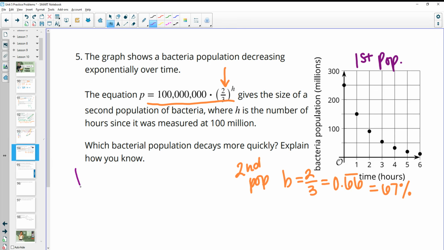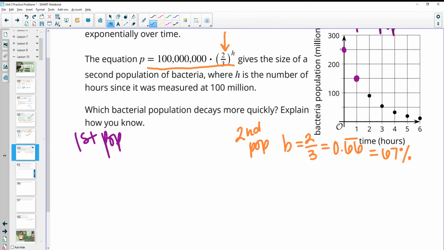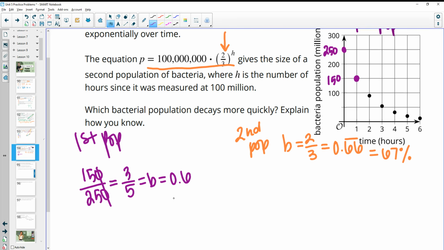So then the first population, we need to figure out what its growth factor is. So let's take a look at 2 of these values. And remember that factor means we're going to be dividing. So this one's at 250 here and at 150 here. So if we do 150 divided by 250, the new measurement divided by the original measurement. If you simplify this fraction, we can divide both of these by 10, or by 5, and we get 3/5 for the B value here, which means that this one is 0.6 or 60% each hour.